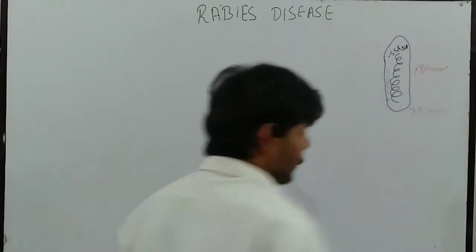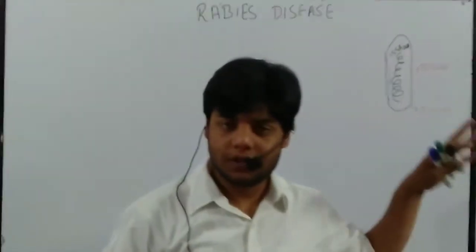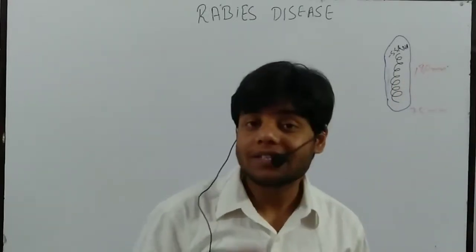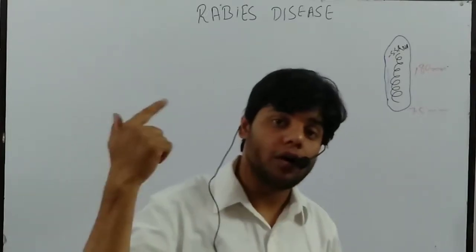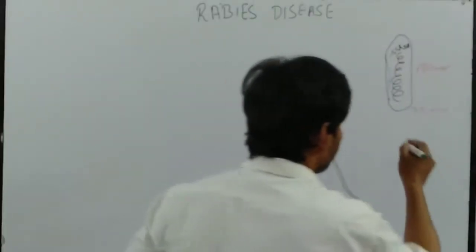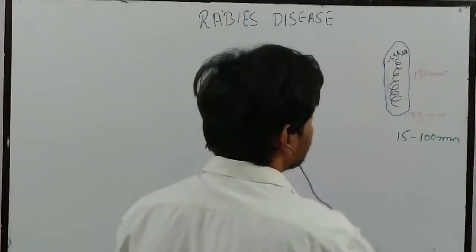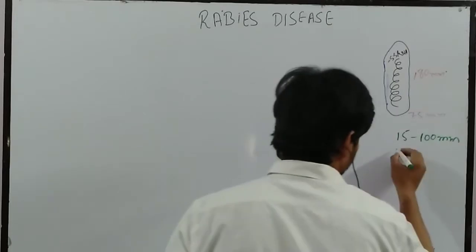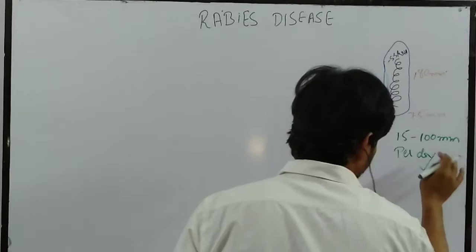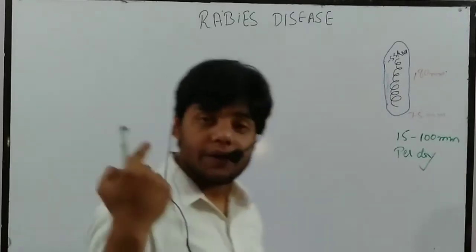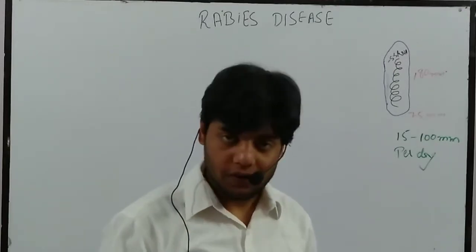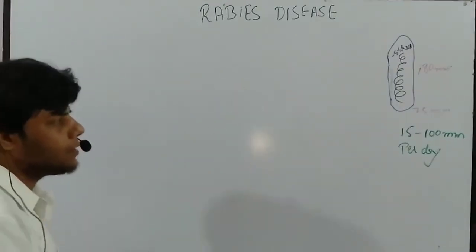Okay, these rabies viruses are transmitted to the central nervous system and cause encephalitis. The speed at which they are transmitted to the brain is 15 to 100 millimeters per day. So per day they travel to the central nervous system and cause encephalitis. Now this is a little bit about the structure.